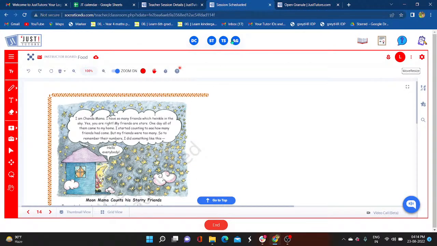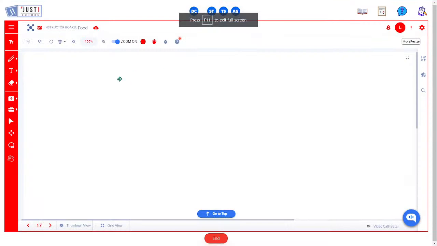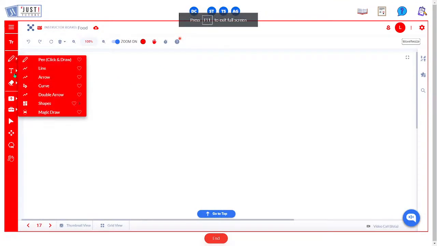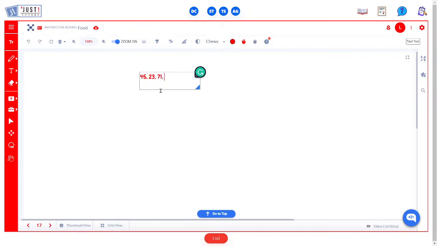So let's say you have the numbers 45, 23, 71, 56 and 25. I'm taking simple 2-digit numbers to make it easier for you to understand. मैंने ये 5 numbers ले लिए जो कि 2-digit numbers हैं. Now we have to try arranging them in ascending order.